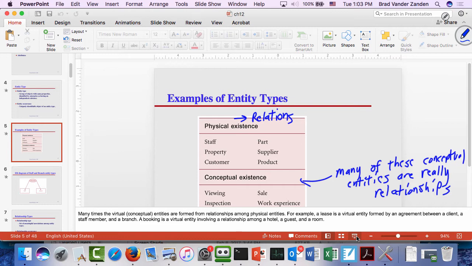They're not really entities. Whereas things that have a physical existence really are entities, and they become relations. Now, most of these conceptual entities also become relations. And so in that sense, it makes sense to speak of them as entities, because typically each entity becomes a relation.